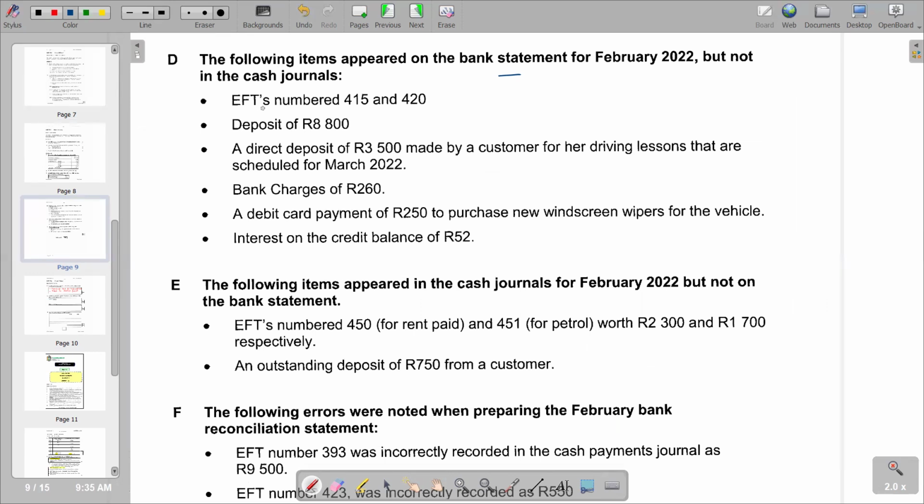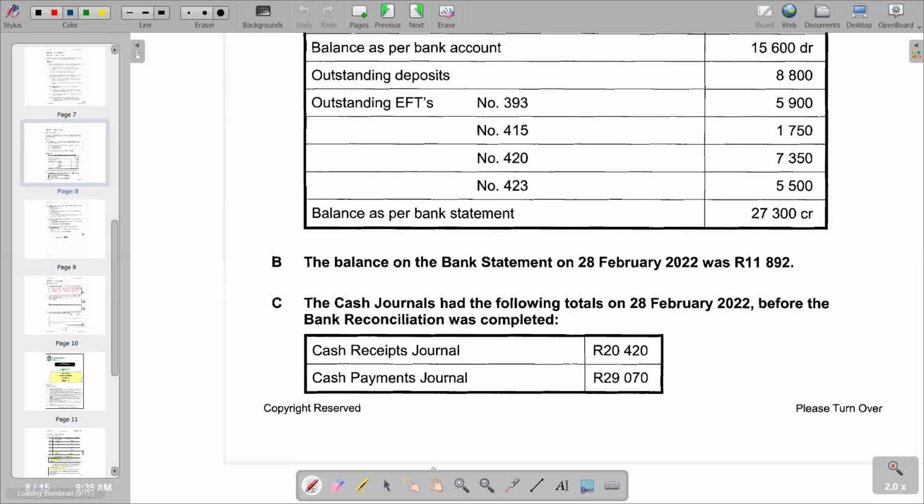So we go to the first one: EFT numbered 415 and 420. So what does it mean? It means EFT number 415 and 420 are appearing on the bank statement. So we could refer back to where we have those EFTs. We've got 415 and 420. So obviously, we are saying these are appearing on the bank statement. If they are appearing on the bank statement, it means they were outstanding at the end of the last period, but in this period they are now appearing, which is a correct reflection, and we're not going to make any adjustments for that.